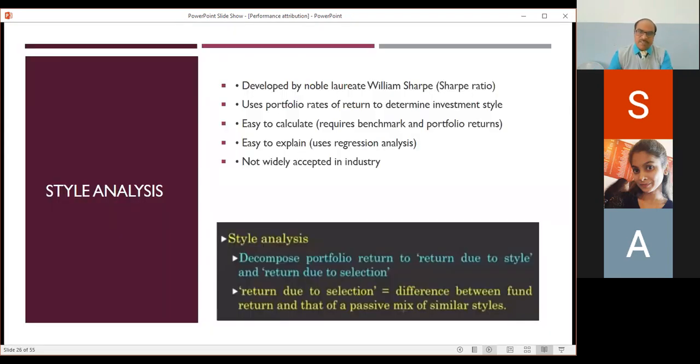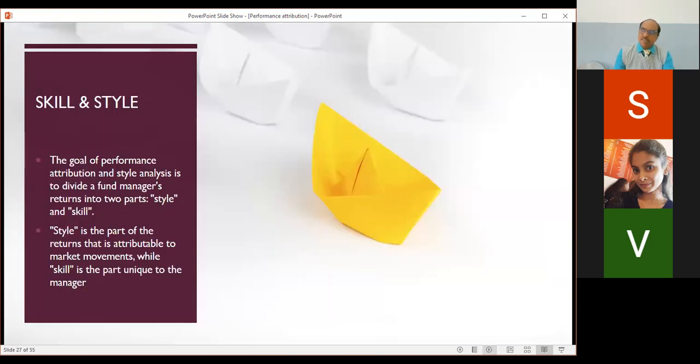Style analysis, the next one. Even the Sharpe ratio we have studied is used for this purpose. That is coming under the style analysis. Another one is called skill and style. So style is a simple thing.